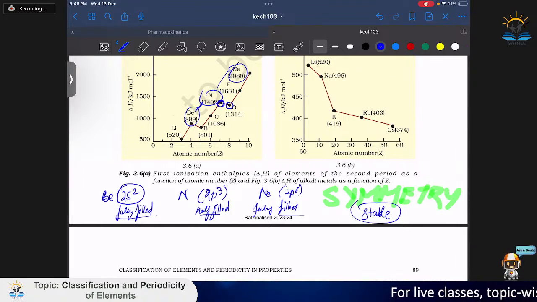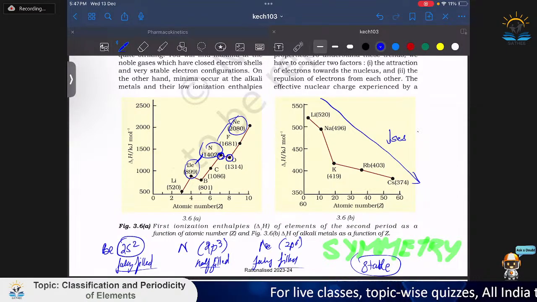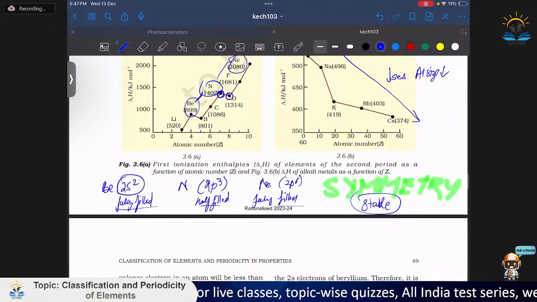That is the trend of ionization enthalpy across a group. It will keep on decreasing because atomic size increases, so it is easier to pull out an electron.